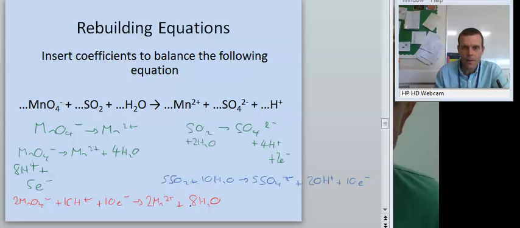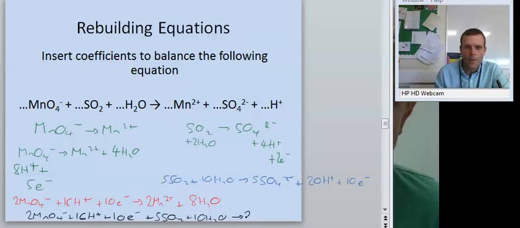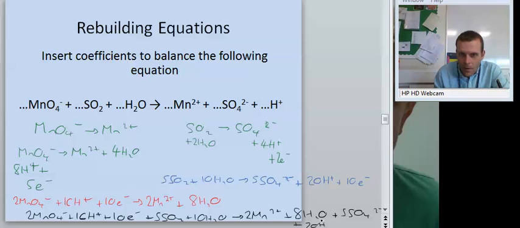and maybe we'll just write it out. So adding them together I end up with 2MnO4 minus plus 16H plus 10e minus plus 5SO2 plus 10H2O gives me 2Mn2 plus 8H2O plus 5SO4 2 minus, I'm running out of space, plus 20H plus 10e minus. So my electrons go.